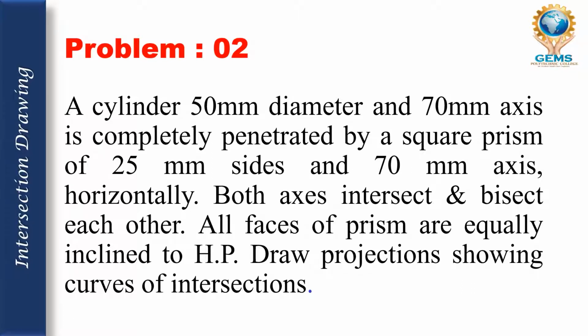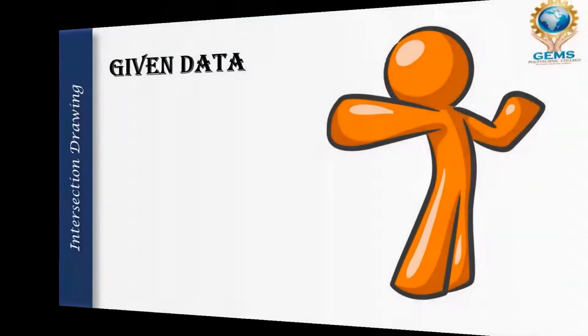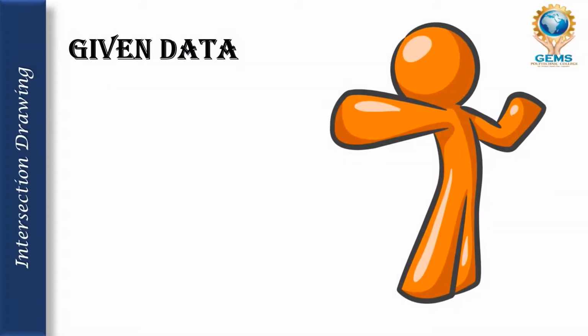Now look at the given data. We are going to write the given data step by step. Two objects we are going to draw: one is a cylinder and the other one is a square prism. What is the dimension of the cylinder given in the sum, and what are the dimensions given for the square prism? Only that we are going to write.